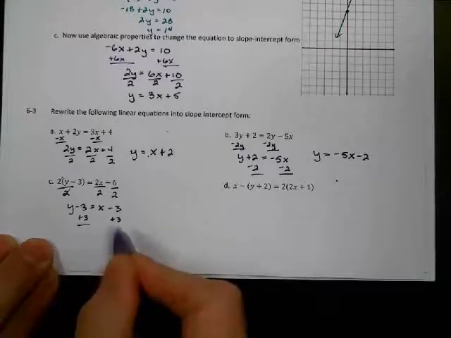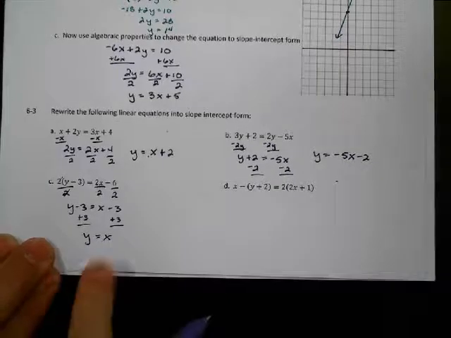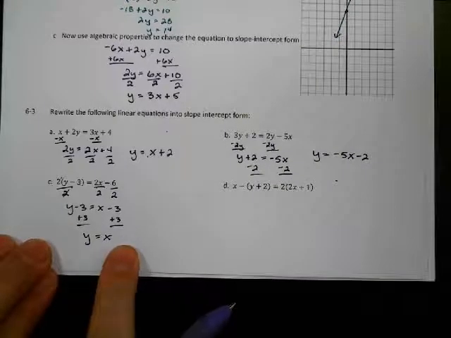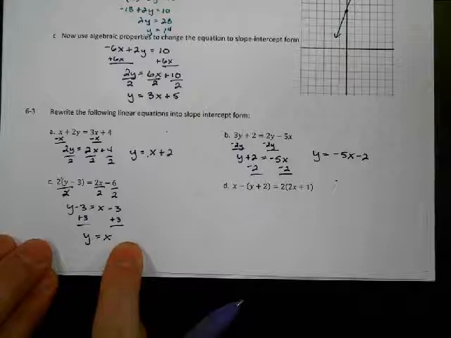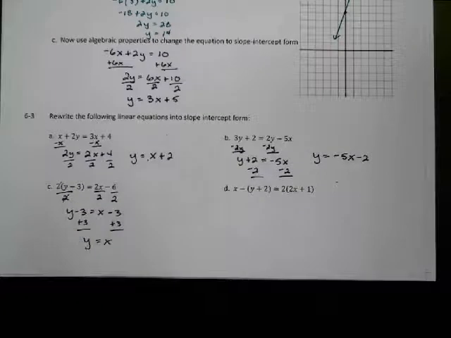And I'd get y is equal to x. So my slope is 1, and my y-intercept is 0, because there is no number over there. Now, if you would have distributed first, you would have gotten the same answer. So as long as you're using your properties correctly, you can get multiple pathways to getting the correct answer.